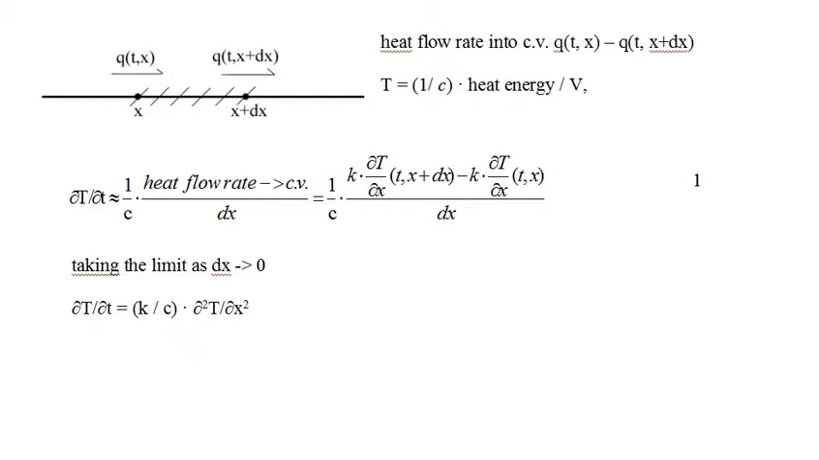Taking the limit as dx approaches 0, we have the partial derivative of temperature with respect to time equals K over C times the second partial derivative of temperature with respect to X, and that's our model for time-dependent 1D heat transfer.